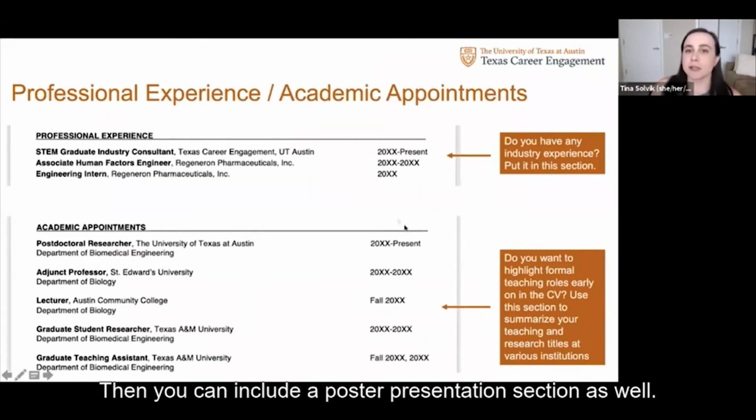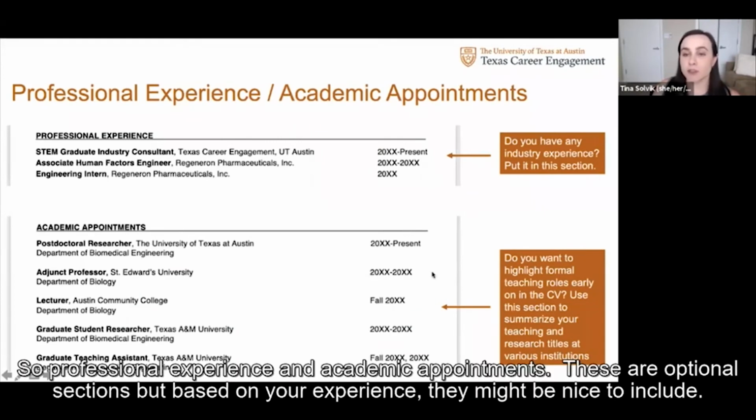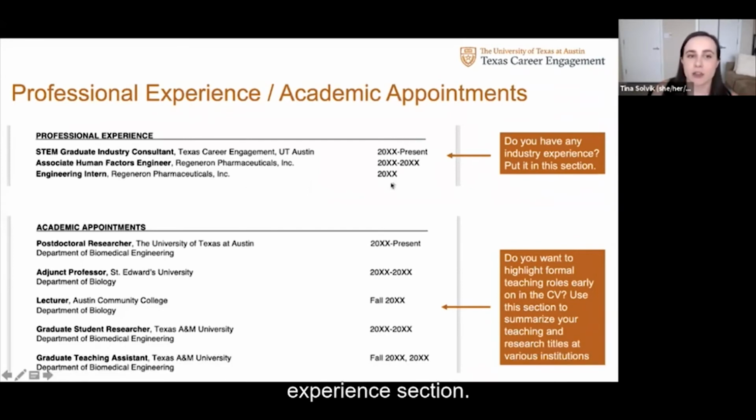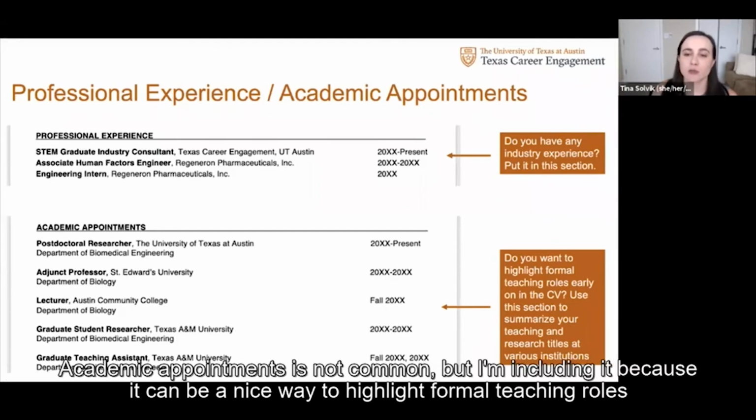So professional experience and academic appointments, these are optional sections, but based on your experience, they might be nice to include. So for example, did you engage in industry research between undergrad and grad school? So did you work at Regeneron or Genentech or Dow Chemical? And so you can indicate that industry experience in your professional experience section. And then academic appointments is not an incredibly common section, but I'm including it because it can be a nice way to highlight formal teaching roles early on in the CV.